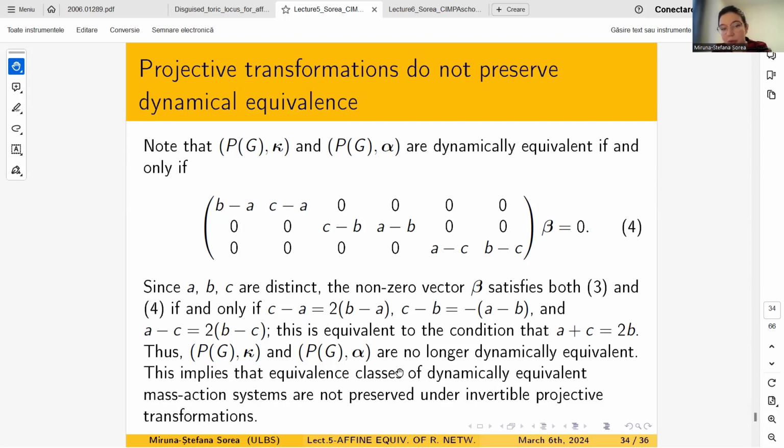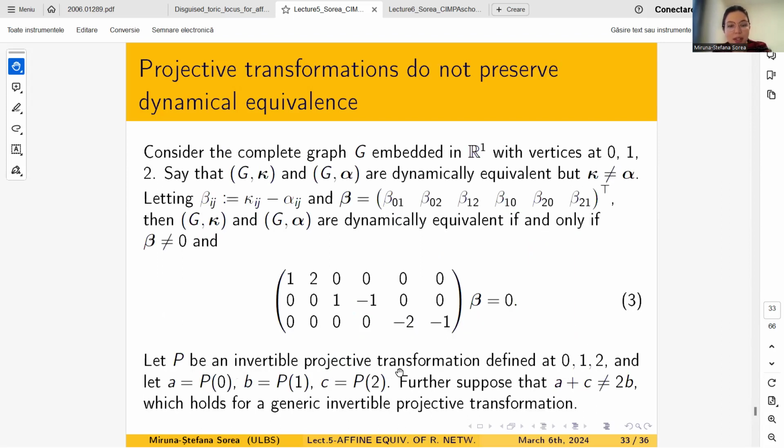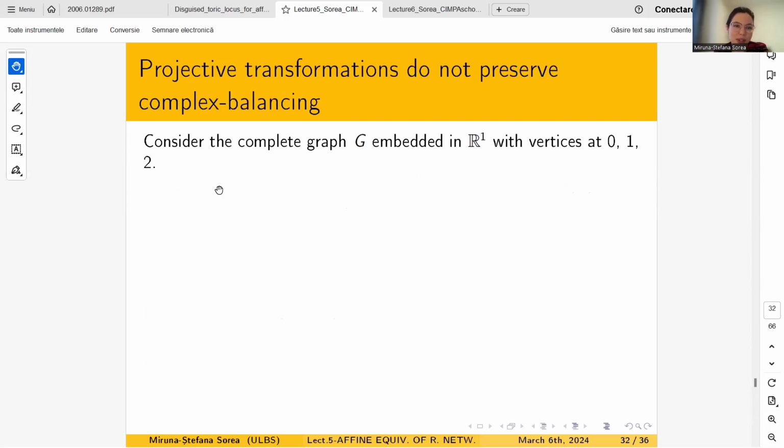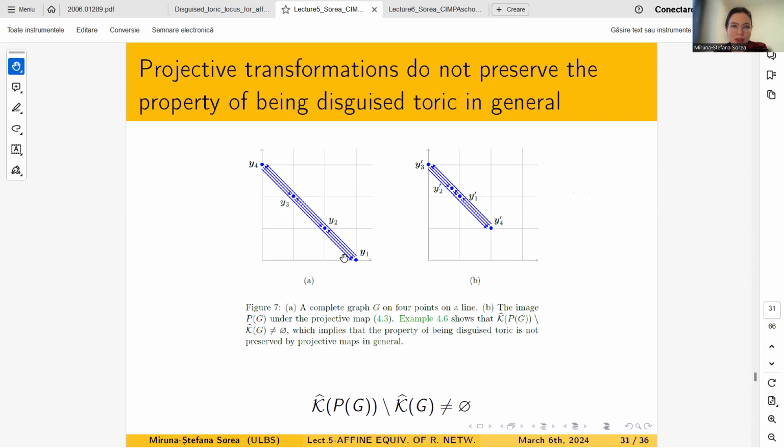And it was nice because we had the chance here to see in action some properties from last lecture about the triangle on a line, that hopefully, if time permits, we'll look at again in the tutorial. And I think it's also interesting that we saw this counterexample, showing that the disguised toric locus is not preserved in general by projective transformations, again using what we saw last time, the quadrilateral on a line network. Concretely, during the tutorial, we can see the computations.